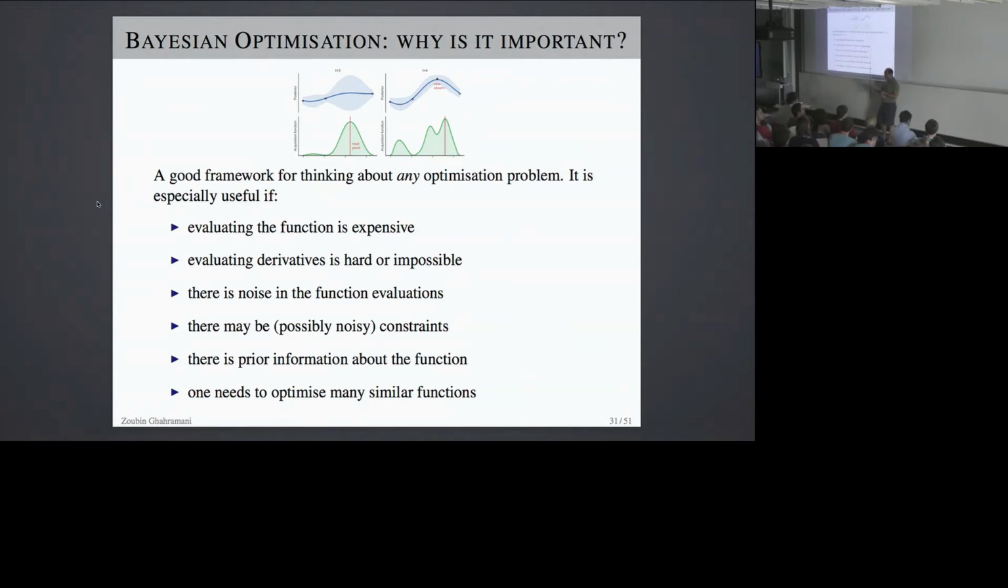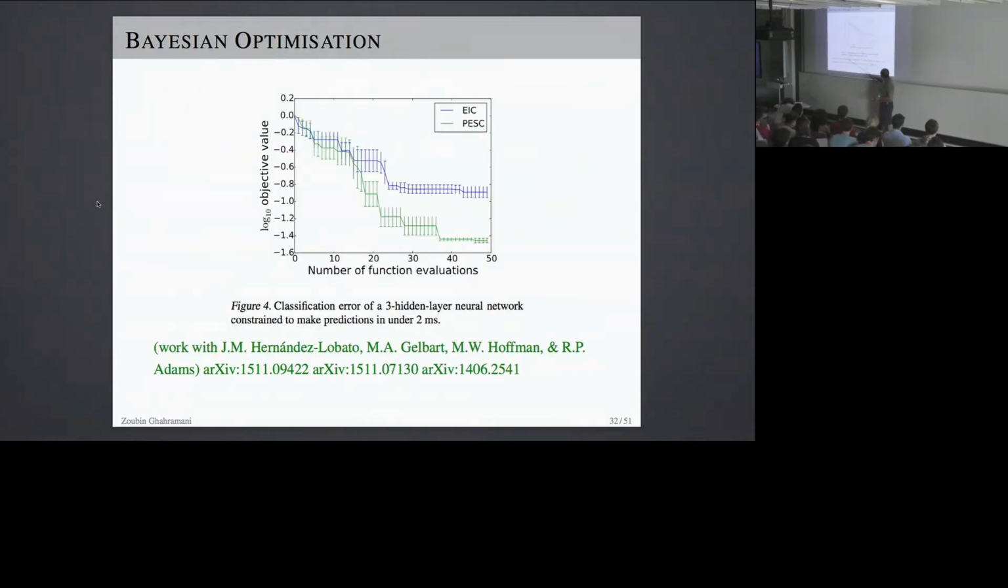So when you evaluate at a particular point x, you might learn about f of x, but you might also learn about f sub c of x, whether the constraint is satisfied or not. So you're simultaneously learning these things. And there are lots of games you can play with that. Like, for example, in the neural net case, figuring out if the neural net architecture makes predictions in under 2 milliseconds is very easy. So evaluating the constraint is very cheap, but evaluating the classification error is very expensive because you actually have to train the neural network and then look at the classification error. So you can trade off the relative cost.